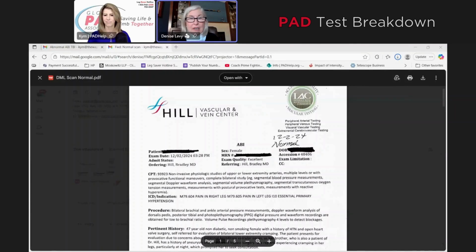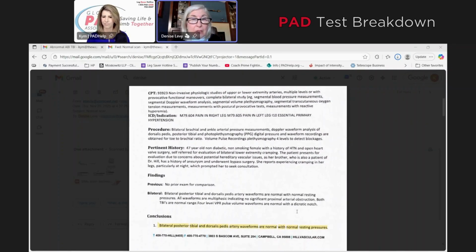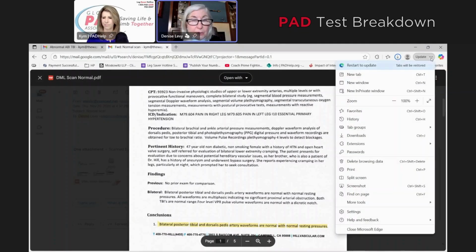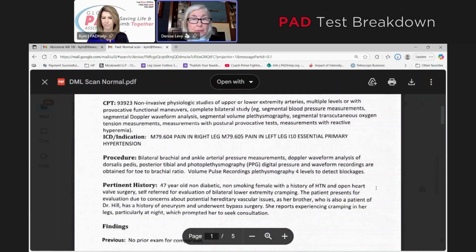Okay, the first normal was a patient that had an ulcer. Patient non-diabetic came in, 47-year-old non-diabetic, non-smoking, history of hypertension. So what we wanted to do is see if she has combined disease. And her brother had an aneurysm with bypass. So this is why they sought consultation.